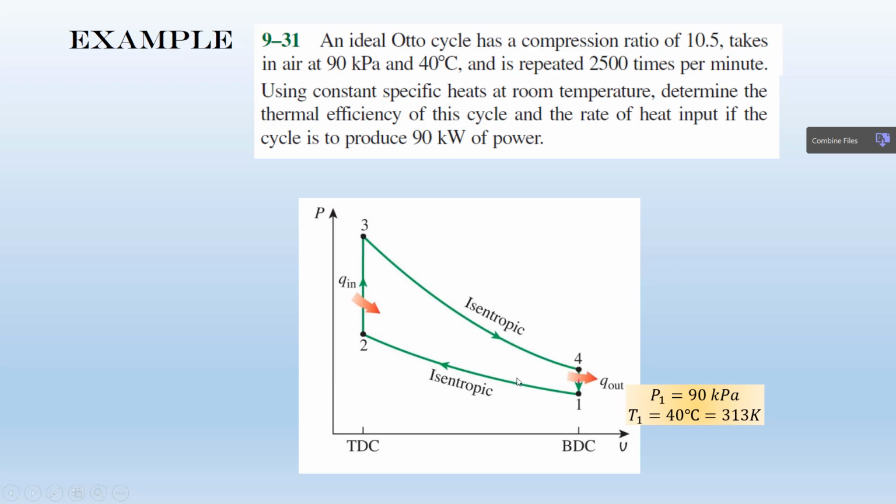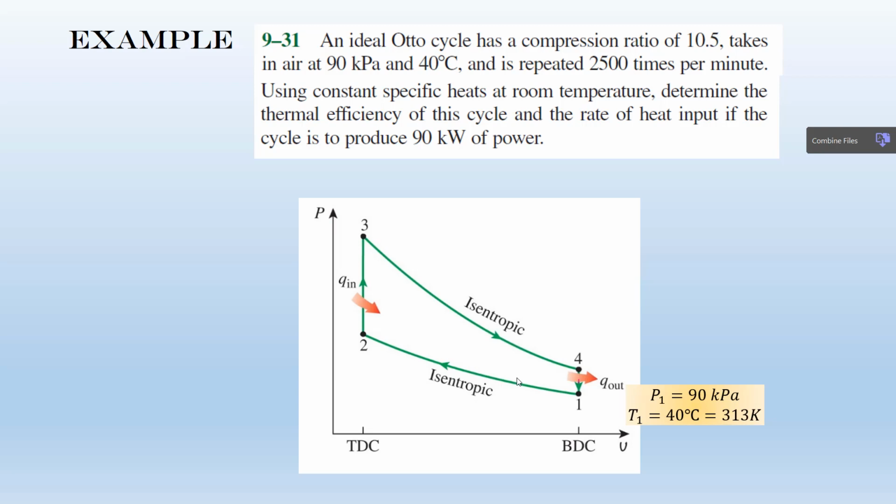So we have the n dot. The n dot is 2500 revolutions per minute. Keep in your mind that you need to convert this revolution per minute to revolution per second, so you need to divide it by 60. And then you are asked to use the constant specific heat at room temperature, and then determine the thermal efficiency of this cycle. And also the net power is 90 kilowatt.